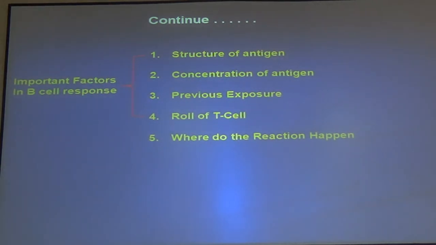So important factors in B cell response. As one, we say, is the structure of the antigen and the type of antigen. So if it is intracellular, the function is different. Extracellular is different. A toxin is different. So structure of the antigen is very important. And the location of the antigen, if it is intracellular, is different from extracellular. Concentration of the antigen is important. How much the pathogen gets into your system is important.